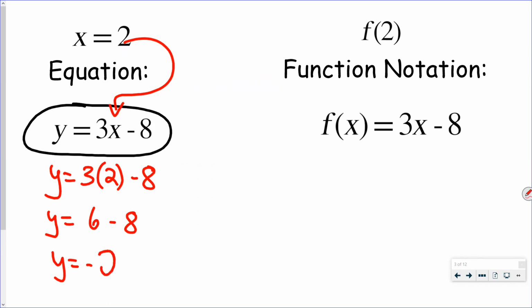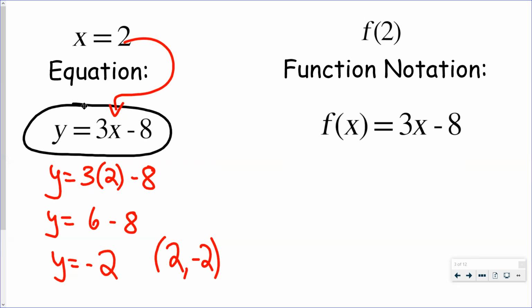6 minus 8 is negative 2. So what this means is when I input a 2 in for x, the only output is a negative 2. Okay? So that means my answer here is my x value is 2, my y value is negative 2. In equation form, I'll give you y equals whatever. You input whatever I tell you to do for the x, because it says x is 2. So we input the 2 into the x, or we substitute. And then we get an output or an answer of -2.